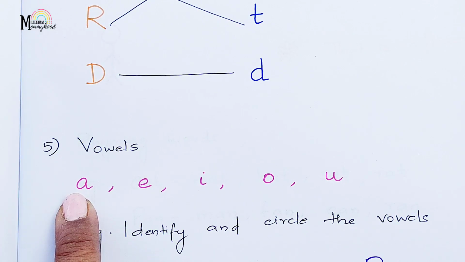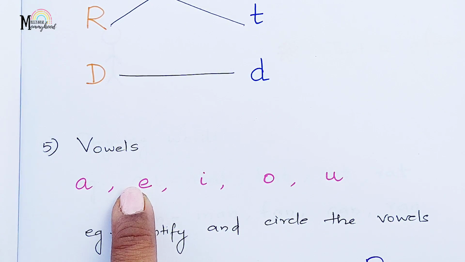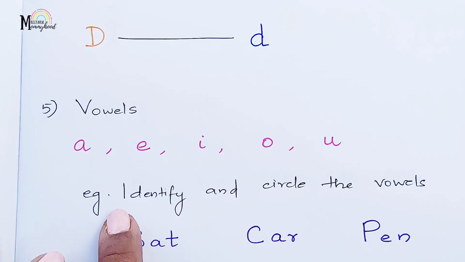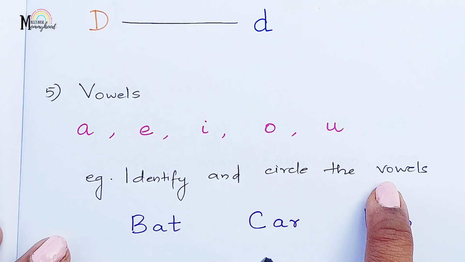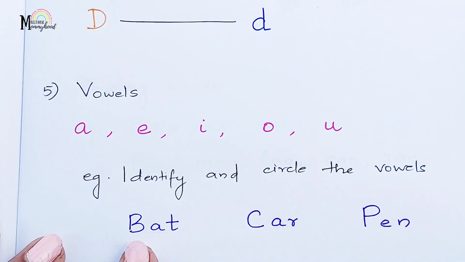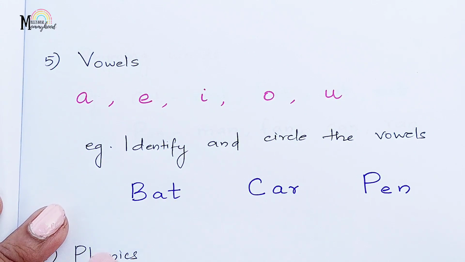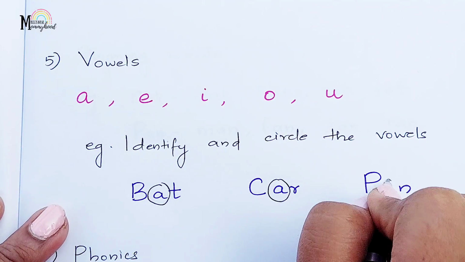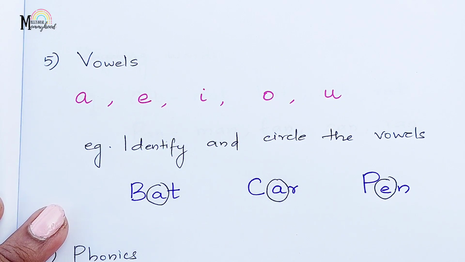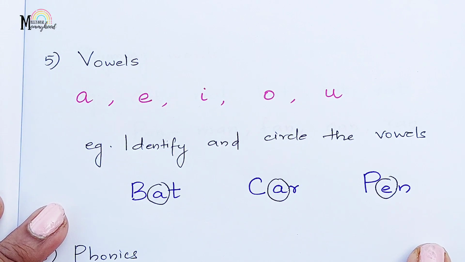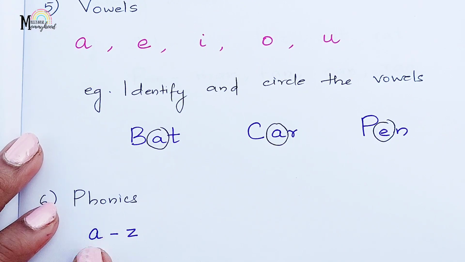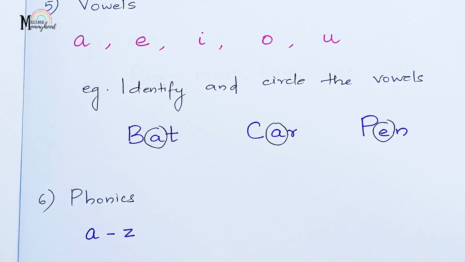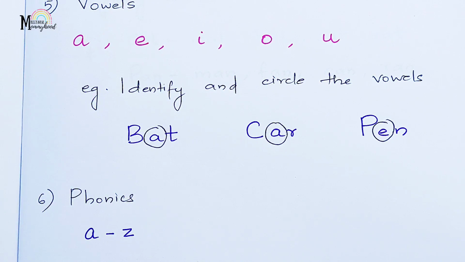Next come the vowels, where they'll be taught that there are 5 vowels: A, E, I, O, U. They only have to identify and circle the vowels out of each word. So short words, for example, bat, car, pen, sun will be given and they just have to circle or underline the vowels. So it is a way to identify where the vowels are. And then the phonics, letter sounds from A to Z, will be taught to the child.